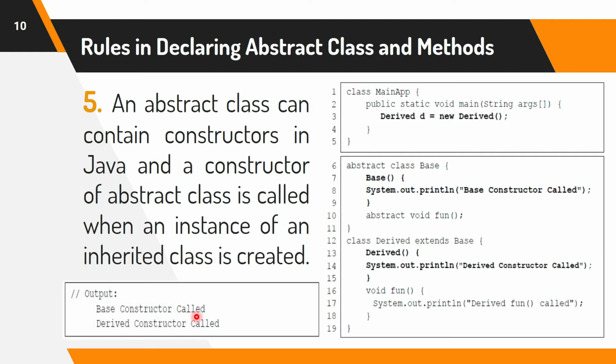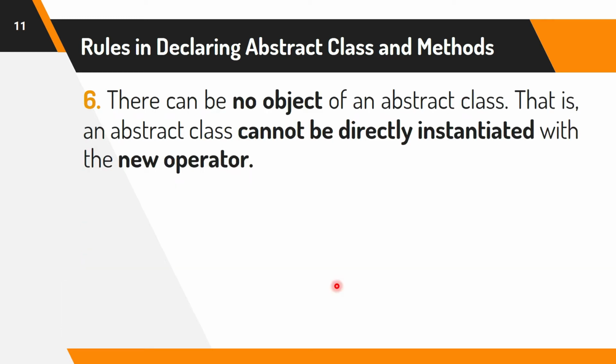So, that is the output. Since hindi na-access yung fun method here, hindi rin madi-display yung derived fun code here. There can be no object of an abstract class. That is, an abstract class cannot be directly instantiated with the new operator. So, hindi katulad ng usual na superclass that we can instantiate.